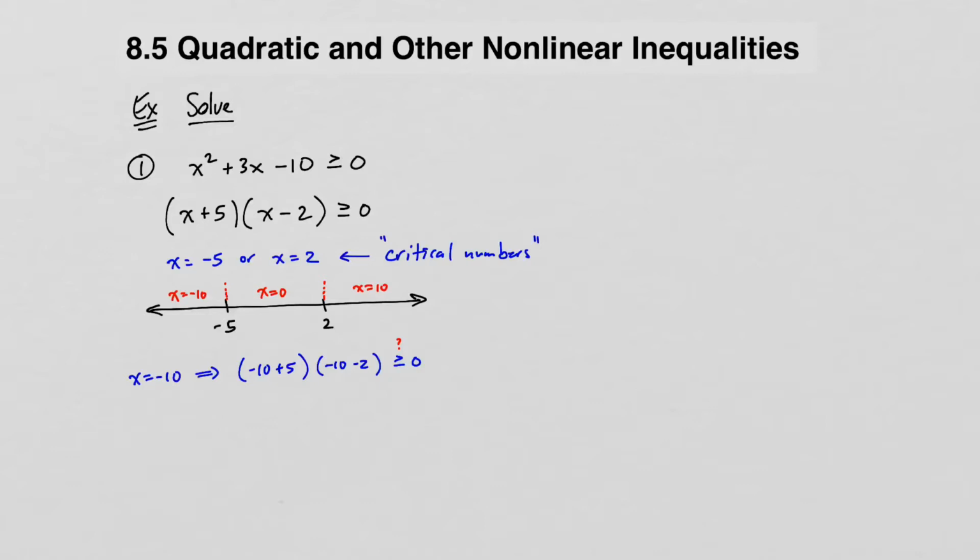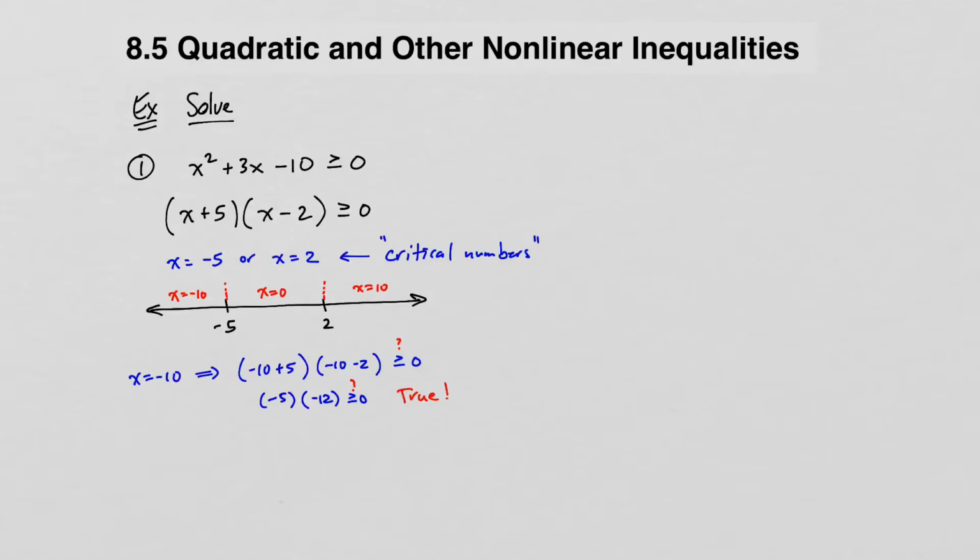Negative 10 plus 5 is negative 5. Negative 10 minus 2 is negative 12. And the question is whether or not this is greater than or equal to 0. Well, yes it is, because a negative number times a negative number is a positive number, and a positive number is always greater than 0. So negative 5 times negative 12 is a positive 60, but it doesn't matter what the actual number is. It only matters if it is positive or negative.